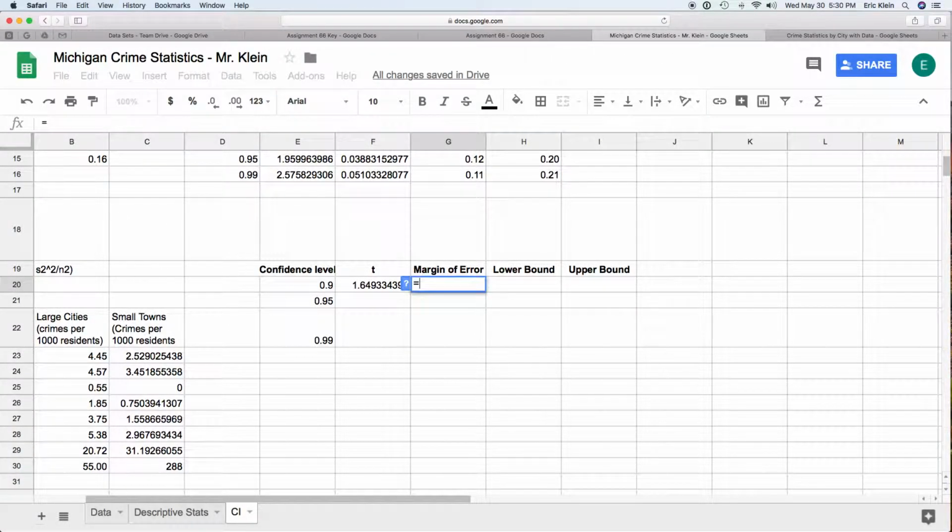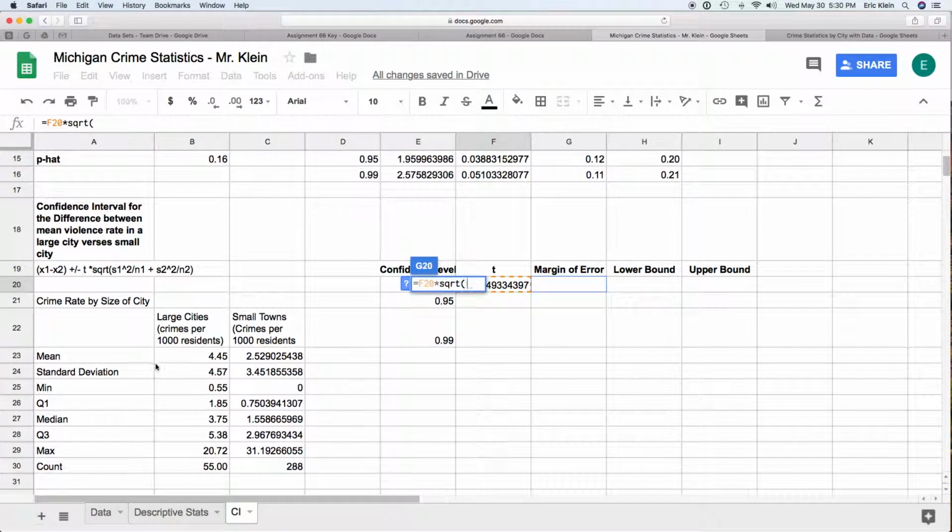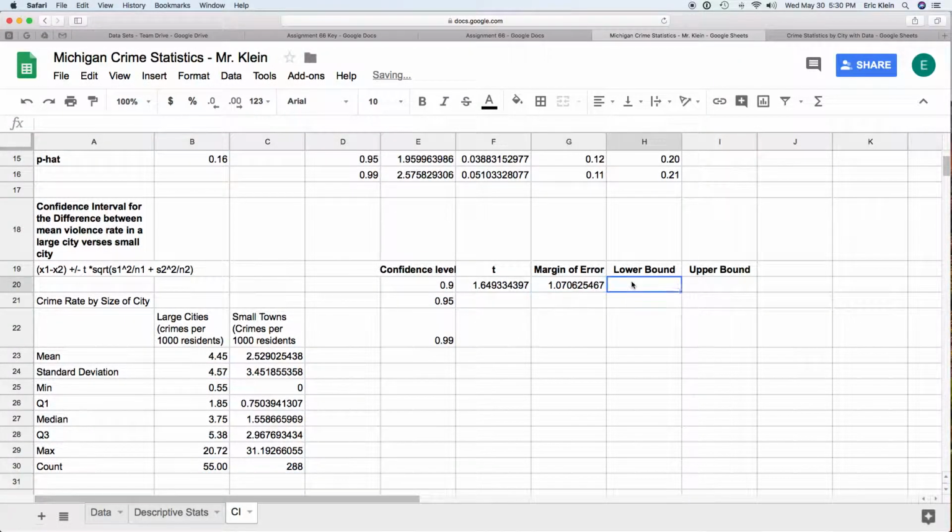Margin of error is going to be equal to the t value multiplied by the square root of, let's come over here, the first standard deviation squared divided by its sample size plus the second standard deviation squared. Notice you use the caret for the squared divided by its sample size. There's our margin of error.